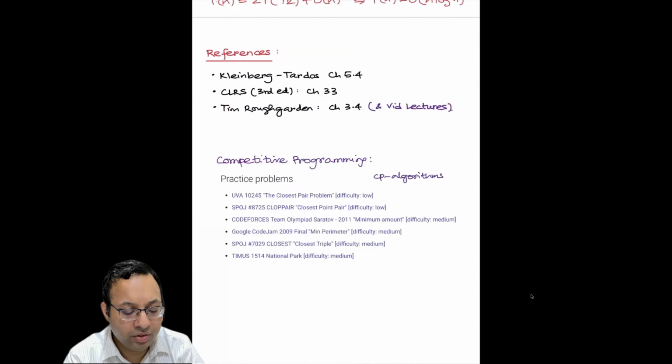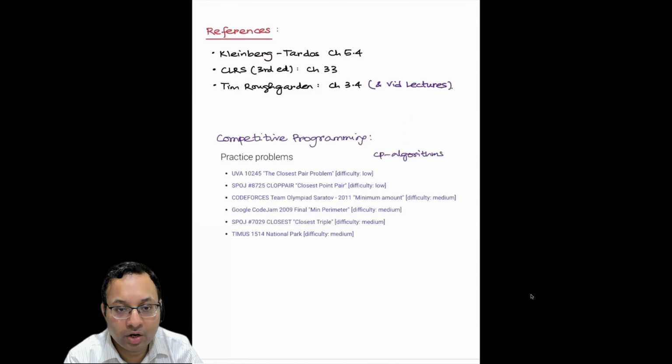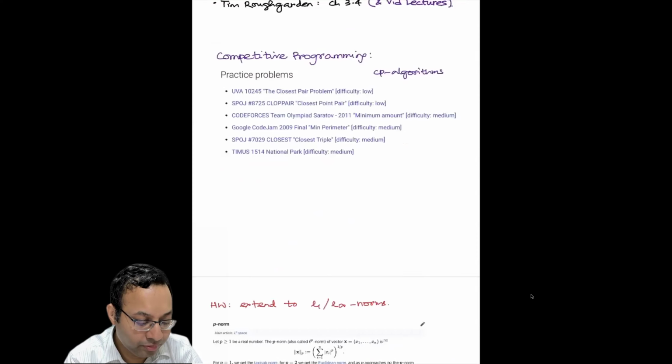Now for this, you can read from Kleinberg-Tardos chapter 5.4, or CLRS chapter 33, or Tim Roughgarden chapter 3.4, and there are excellent video lectures. You can search for many other excellent video lectures using Manim with very nice animations. For competitive programming, there is CP-Algorithms, which has a lot of problems related to closest pairs. You can have a look at them. And please practice problems from these books. Unless you solve problems, you will not understand a problem.